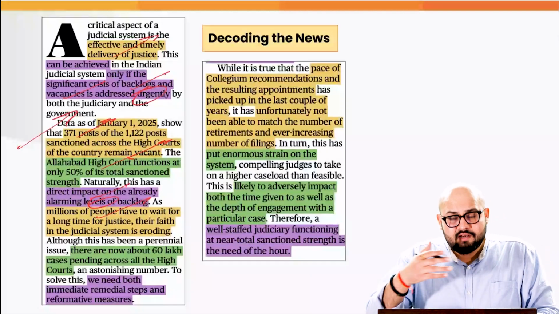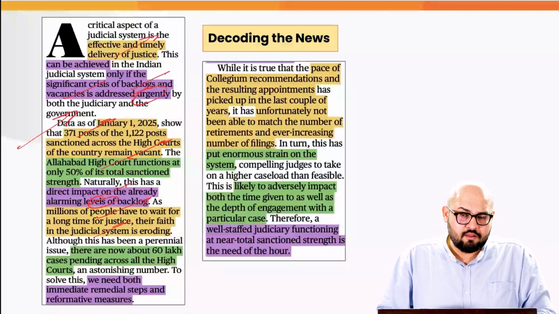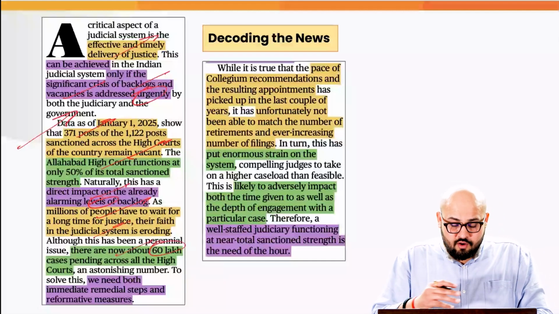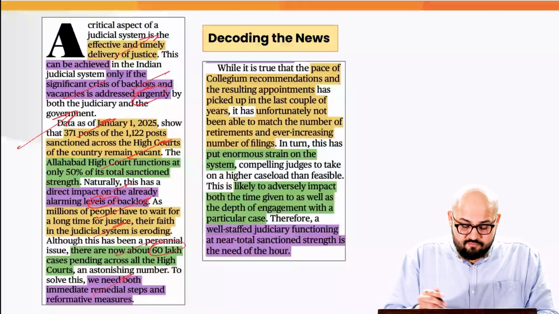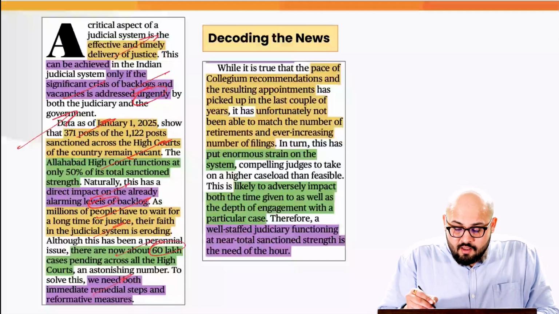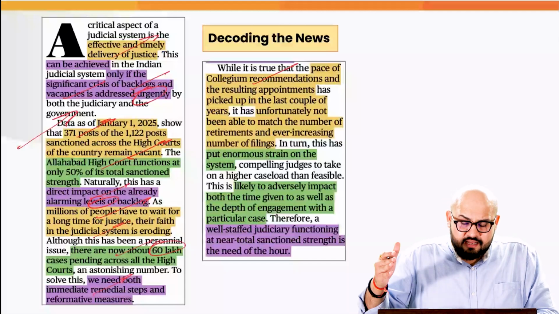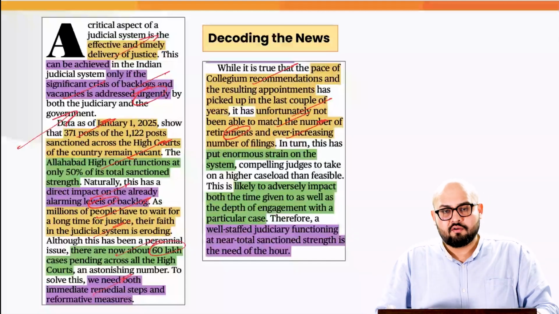Millions of people have to wait a long time for justice, with their faith in the judicial system eroding with time. There are now about 60 lakh cases pending across all High Courts in the country. We need both immediate as well as reformative measures. While the pace of collegium recommendations and resulting appointments has increased over the years, it has unfortunately not been able to match the number of retirements and the ever-increasing number of filings.